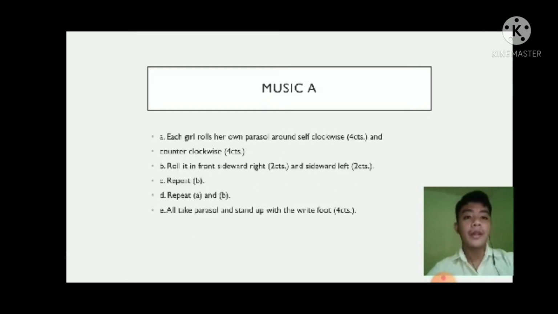The music A, each girl rolls her own parasol around self clockwise and counterclockwise. And then B, roll it in front sideward right and sideward left. And then repeat B, letter C. And then letter D, repeat A and B. And then letter E, all take parasol and stand up with the right foot.